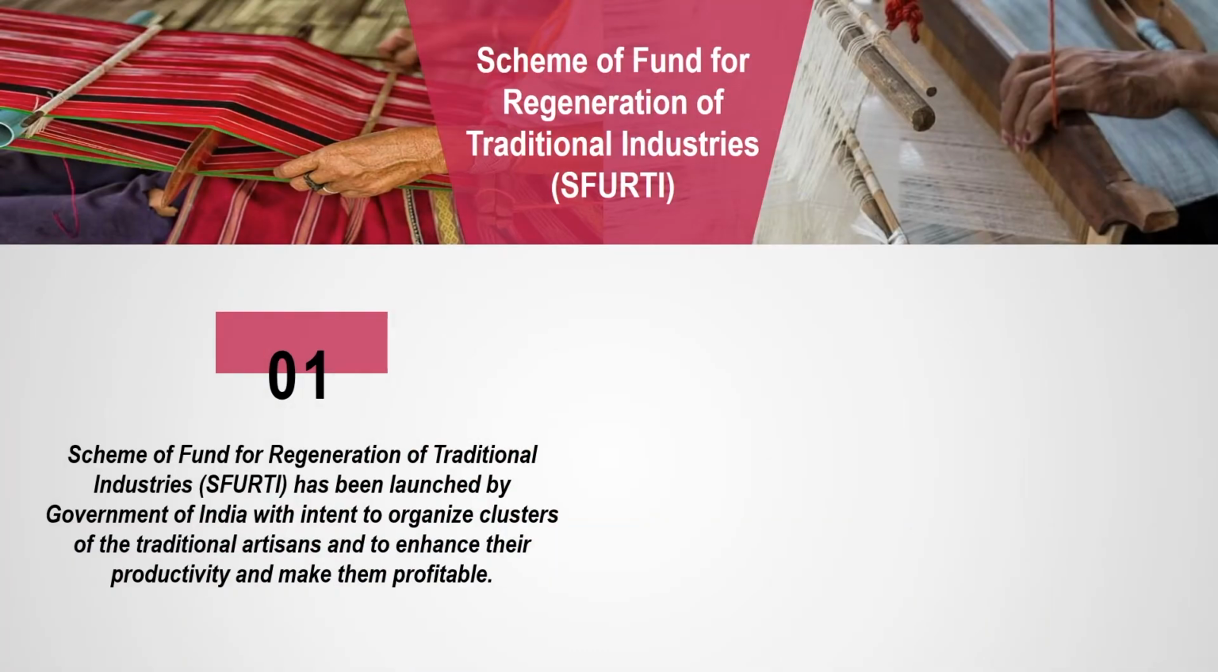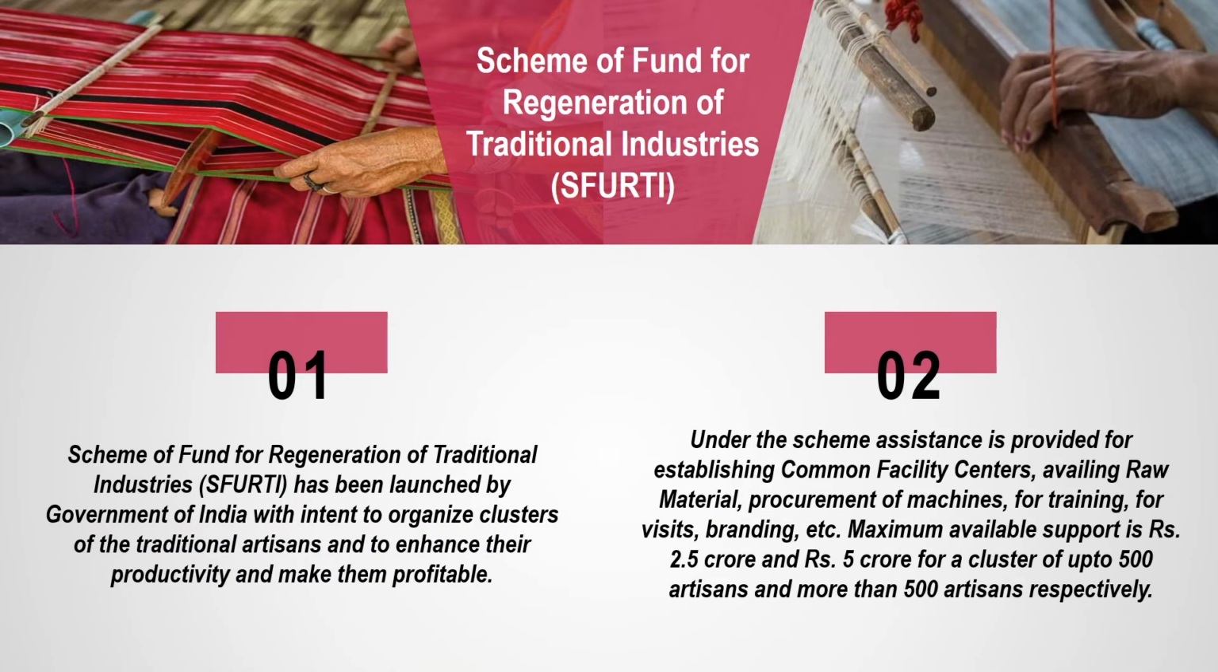Under the scheme, assistance is provided for establishing common facility centers, for availing the raw materials which are required by them, for the procurement of various machines, and also assistance is provided for training, for visits and for branding. In this particular case, a support of 2.5 crore and 5 crore for a cluster of up to 500 artisans and more than 500 artisans respectively is provided.